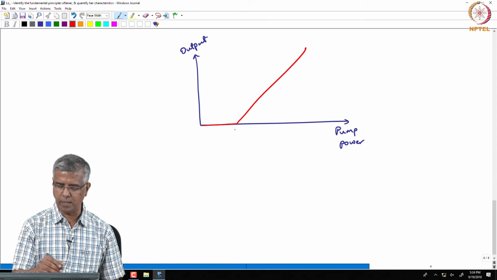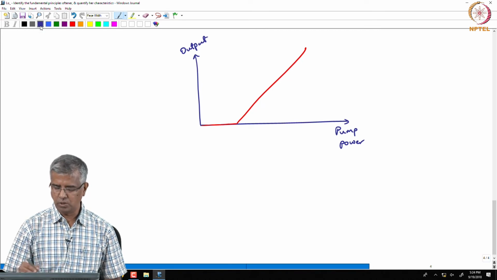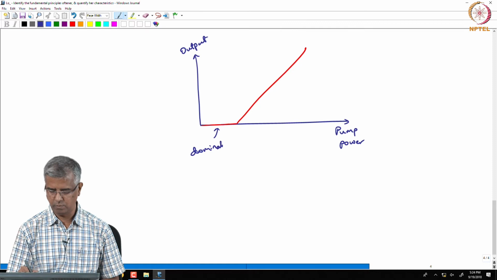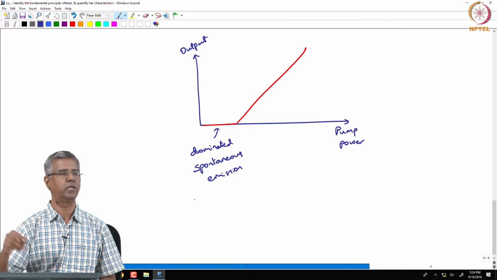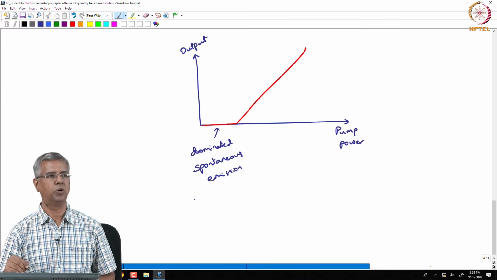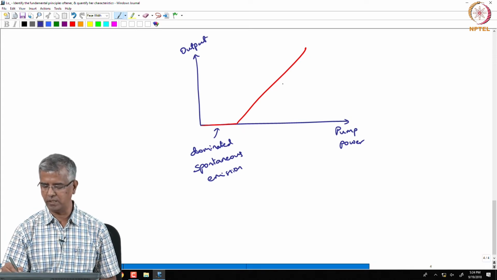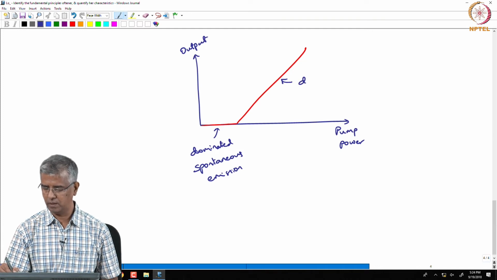And so what exactly is happening over here? So this region is dominated by what process? By spontaneous emission. And as you build towards the threshold, you are actually building up the stimulated emission, and what you can say is this region is dominated by stimulated emission.